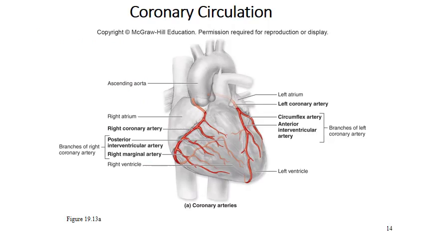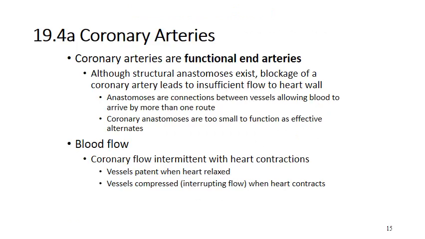We have our left coronary artery starting right here, and then it's going to break into that circumflex artery and the anterior interventricular artery, also known as the widowmaker, right? And then our right coronary artery is splitting off into the posterior interventricular artery and then the right marginal artery.